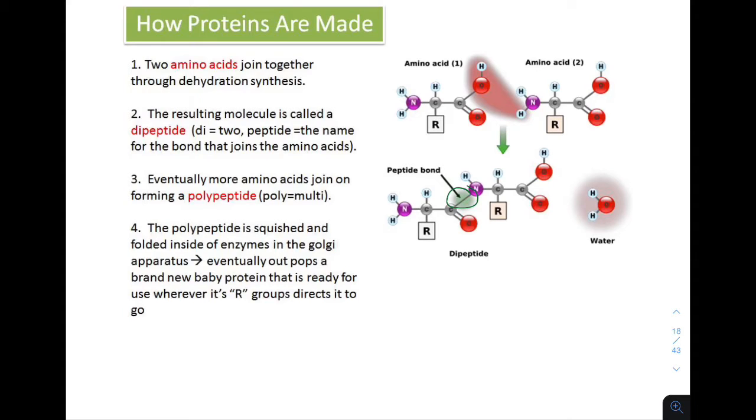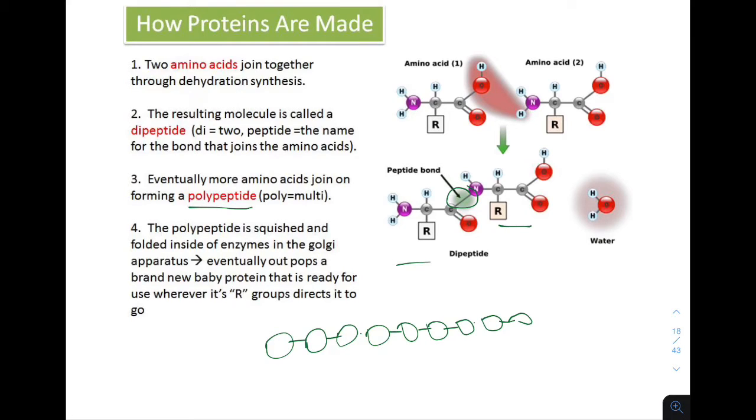If we have just two pieces, piece 1 and piece 2 together, we call it a dipeptide. As we get bigger and bigger, so instead of just one amino acid and another, we add more and more and more, all of them joined by peptide bonds. Then we end up making a polypeptide.